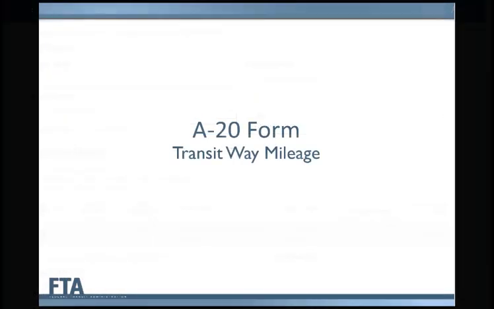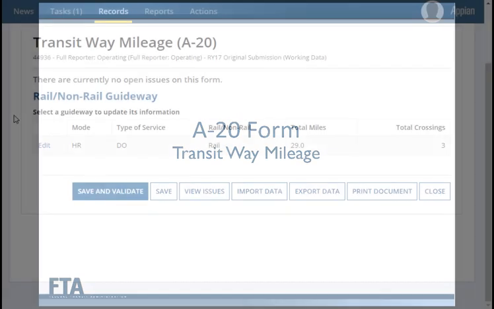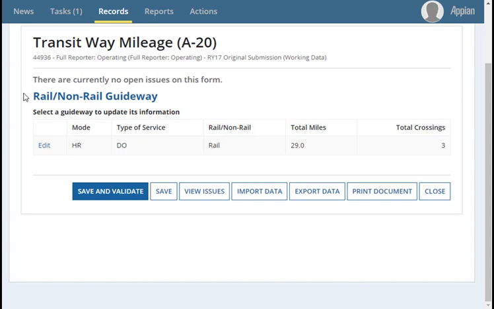The Transit Way Mileage, or A20 form, is only required for agencies that operate over fixed guideway or high-intensity bus segments. Here on the A20 form, the first section will remain the same as prior report years. You will select the mode you want to update by clicking Edit on the table for the corresponding mode. The first table for data entry will be the same as prior report years.